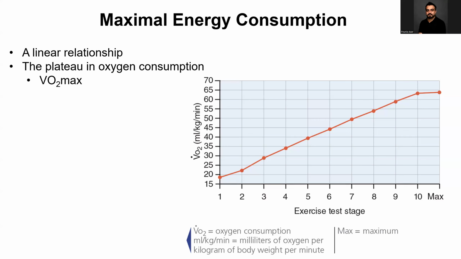It depends on many different factors, like genetic factors, gender. So it doesn't mean that, for example, if the VO2 max is 65 milliliter per kilogram per minute, it can be 70 for another person, can be 55 for another person. So VO2 max can be different from person to person. But just remember that there is a linear relationship, but later it plateaus out.